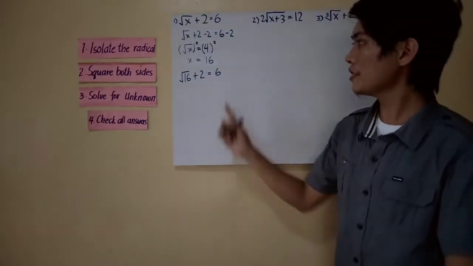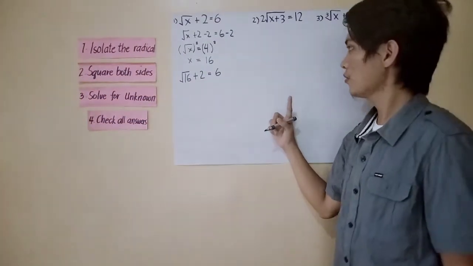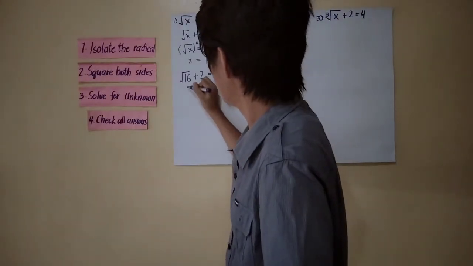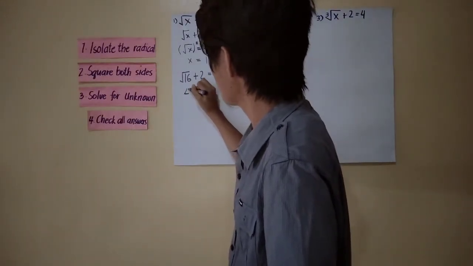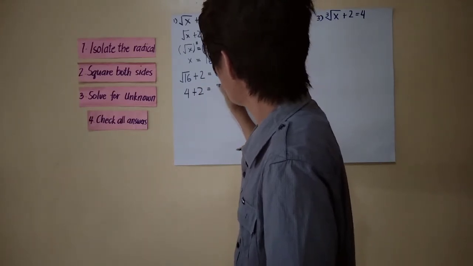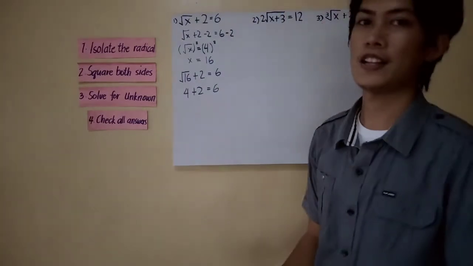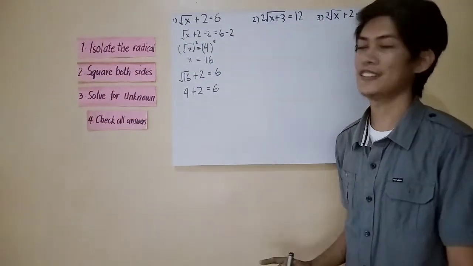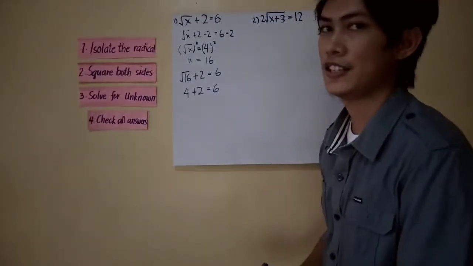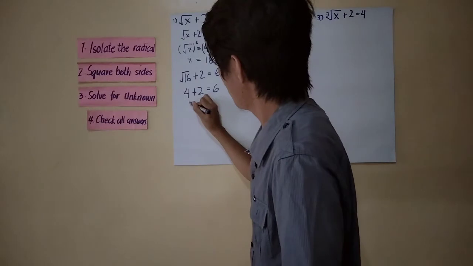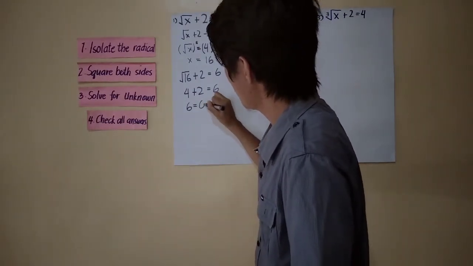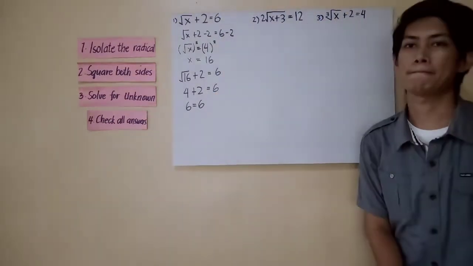So what is the square root of 16? The square root of 16 is 4, and that becomes 4 plus 2 is equal to 6. Now here we can see that the answer we found, 16, is indeed correct. 6 equals 6.